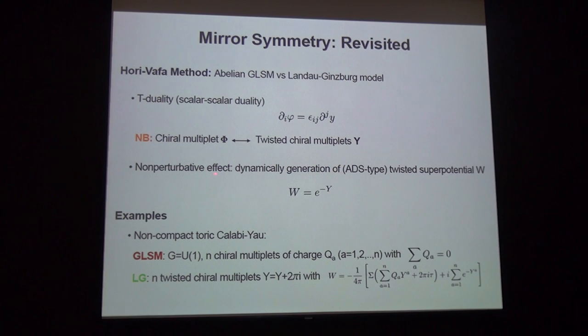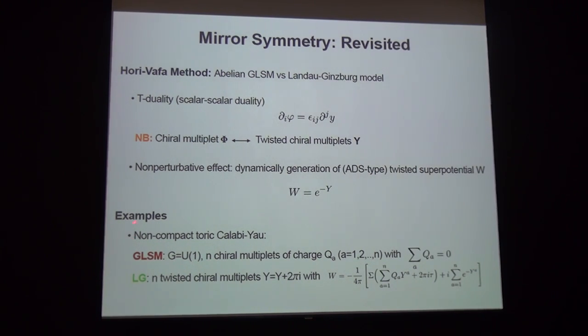Another important ingredient for this Hori-Vafa mirror map is this non-perturbative, dynamically generated twisted superpotential W for this dual variable y, which is given by e to the minus y. This potential is generated by the instanton. And then, when you try to describe the low-energy effective theory of this abelian supersymmetric gauge theory in 2 dimensions in terms of this dual variable y, together with this twisted superpotential, you finally end up with some Landau-Ginzburg description, which is a mirror description to this abelian gauged linear sigma model. So this is the basic idea of the Hori-Vafa mirror map.